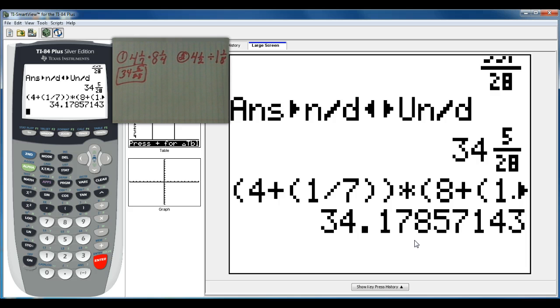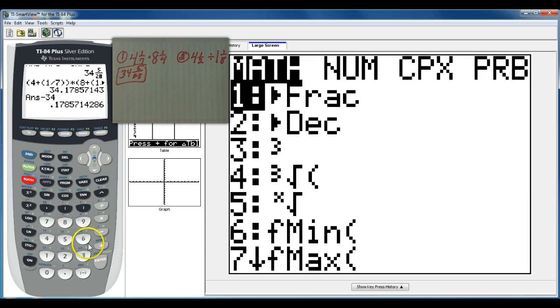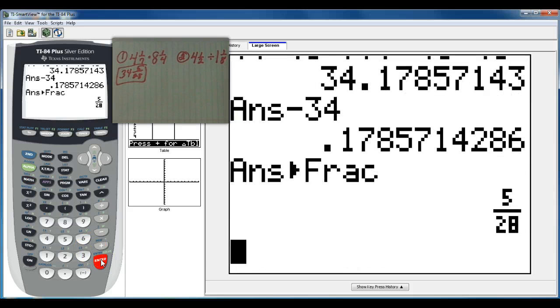And that's what we're going to do, right? We're going to subtract 34, because that lets us know our whole number is 34. And then with the decimal, we're going to hit math, enter, and that's going to give us 5/28. And as you can see from here, it's 34 5/28.